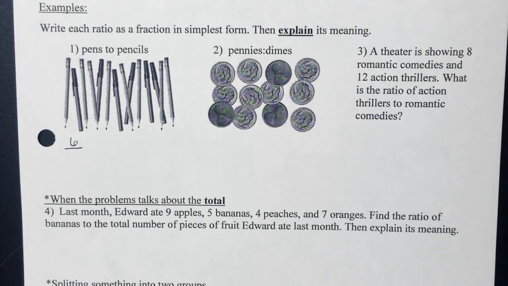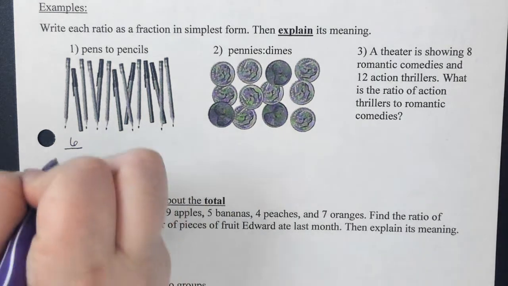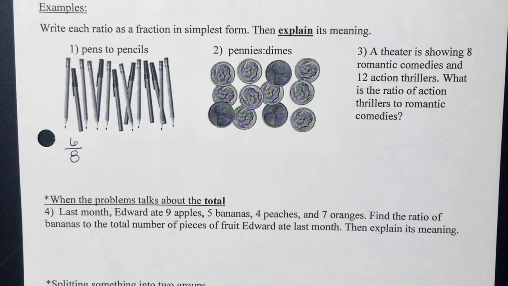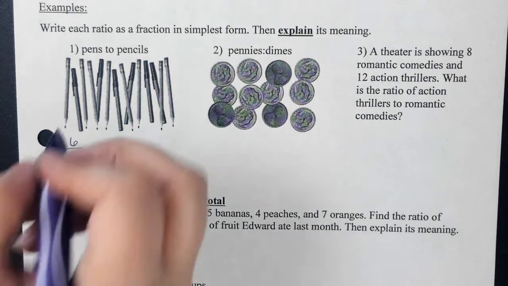Raise your hand. Chris? 8. Did y'all get 8? Okay. So I have 6 over 8. Now there's my fraction. Is it in simplest form? No. Raise your hand. What do I need to do here? Danny? Divide by 2.